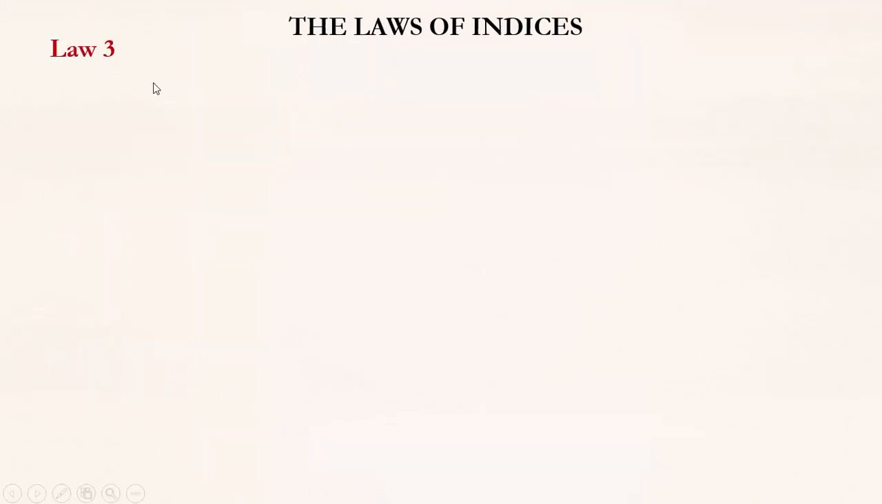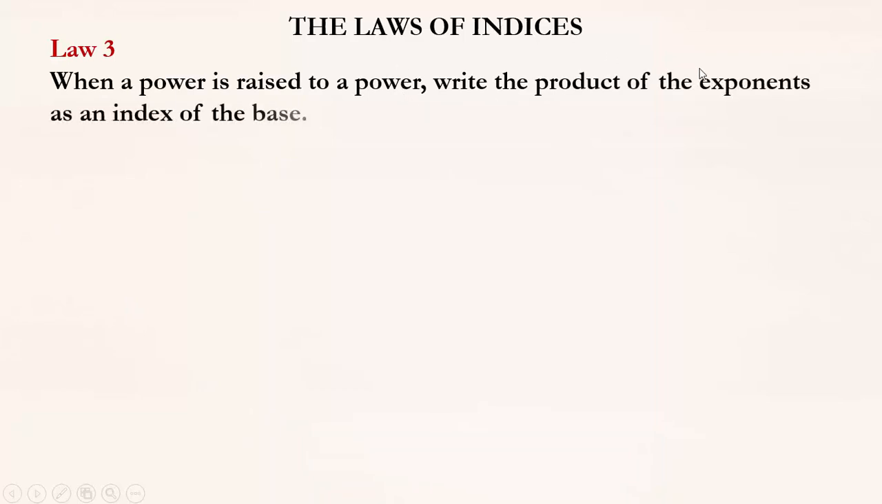Law 3. When a power is raised to a power, write the product of the exponents as an index of the base. And that is to say, a to the power m all to the power n is going to give us an answer a to the power m times n. And now let's prove using a squared to the power 3.